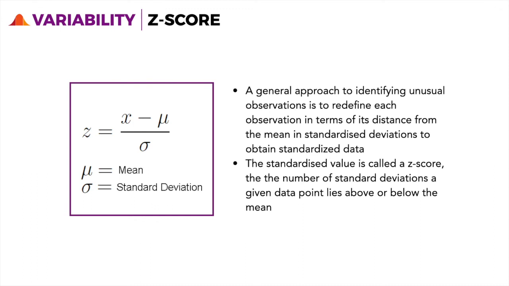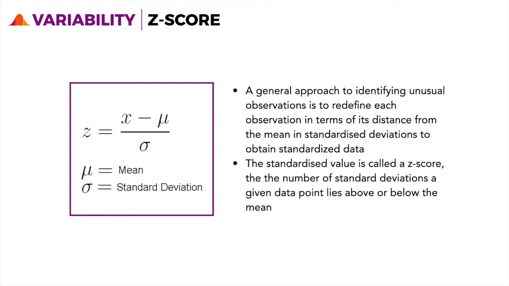So z-score wants to standardize the unit of measurement, and now instead of using the unit of measurement of the raw data, it starts to use standard deviation as the new unit of measurement. The formula for z-score is x minus mean over standard deviation.